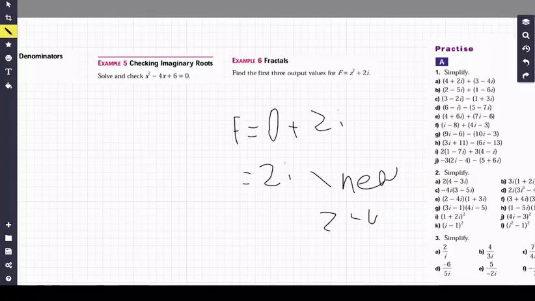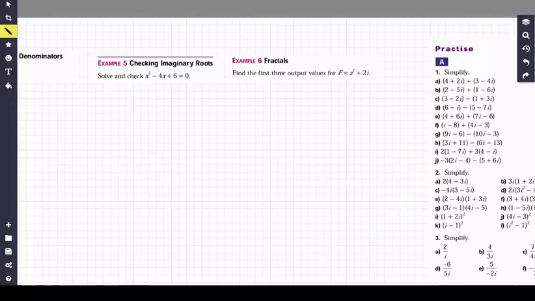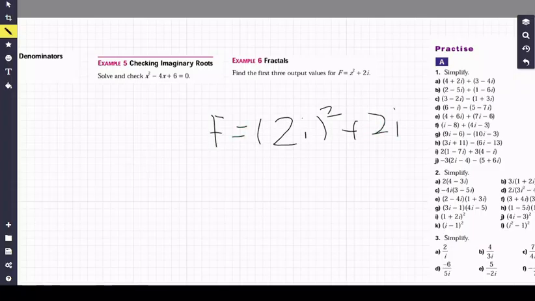What does that mean? So instead of putting 0 here, we're going to actually put 2i squared plus 2i equal to f. So 2i squared, that's going to give us 4i squared, which is negative 1. So negative 4 plus 2i. This is our answer for the second entry.